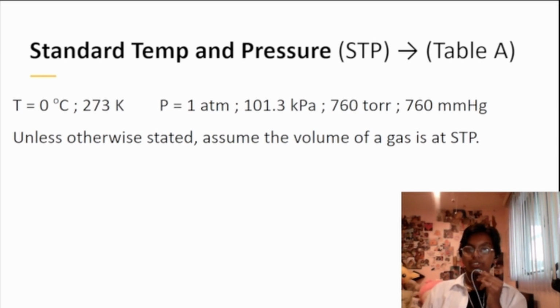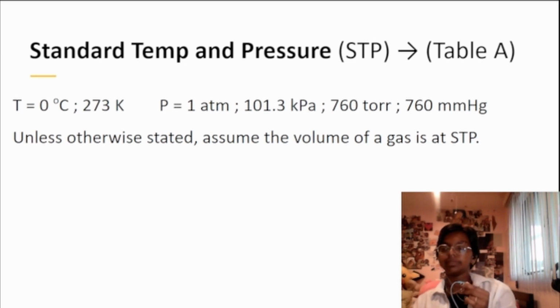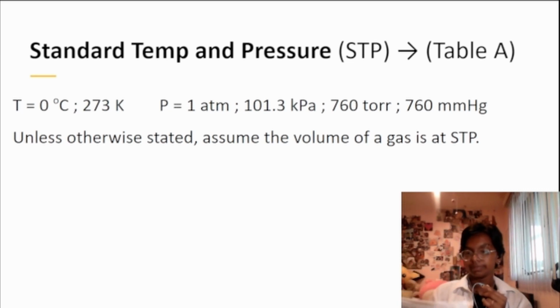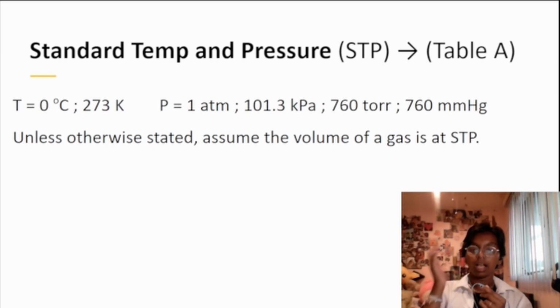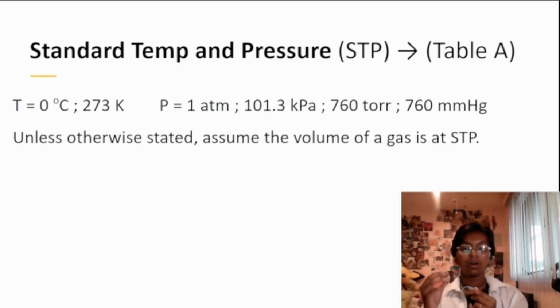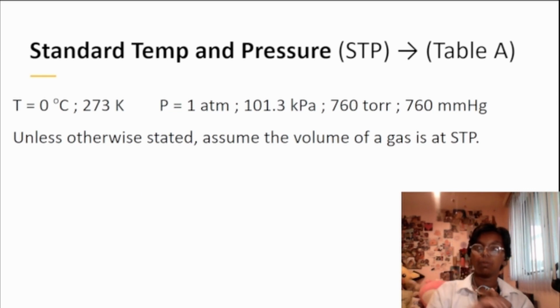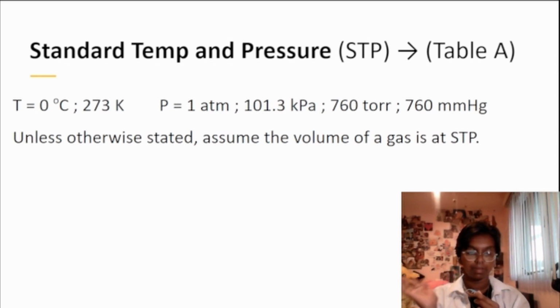STP, standard temperature and pressure. A lot of times a problem would say this gas is at STP. So what does that mean, right? Pretty much Table A, front page, read the first table. It gives you the standard pressure and the standard temperature: 273 Kelvin or 0 degrees Celsius, and for pressure it's 1 atmosphere or 101.3 kilopascals or 760 torr.